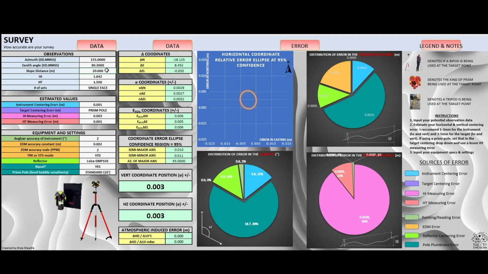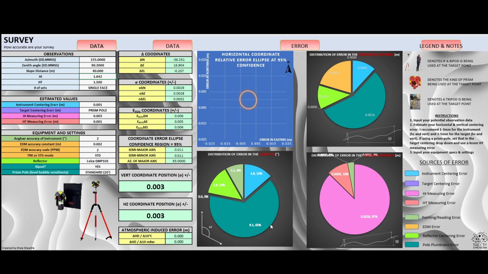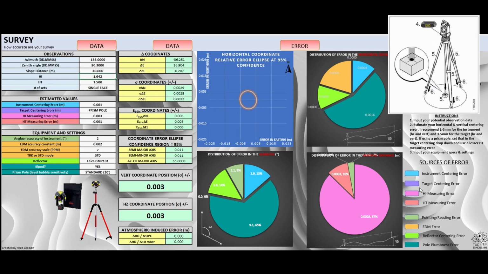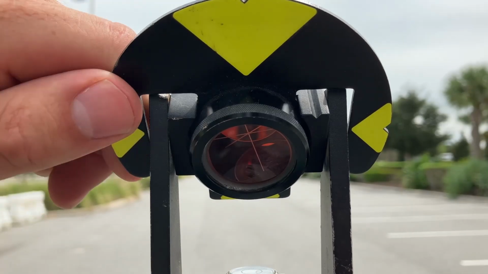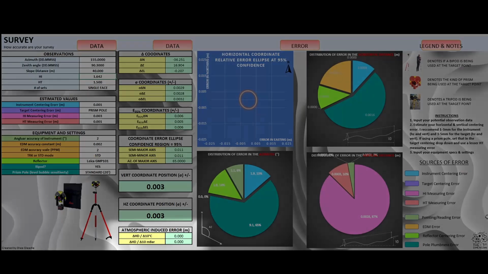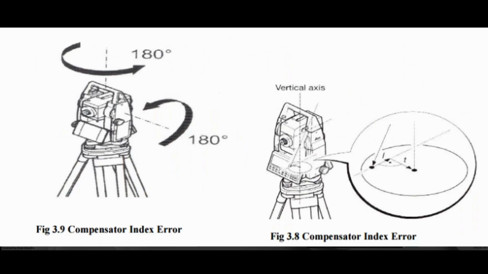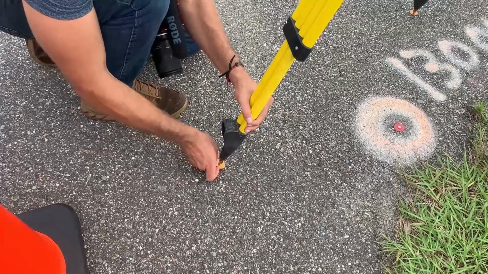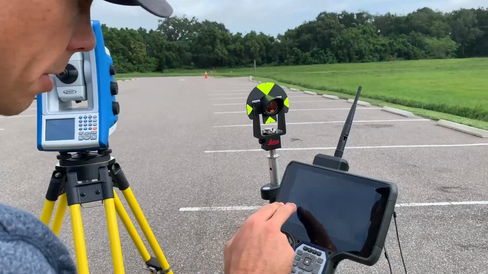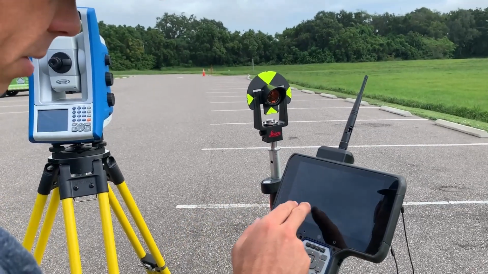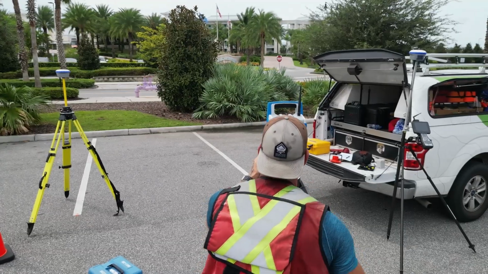These two ISO standards cover pointing and reading error and the EDM error. We have completely ignored the following sources of error: instrument centering error, target centering error, height of instrument measuring error, height of target measuring error, reflector centering error, pole plumbness error, error due to temperature and atmospheric conditions, collimation error, tilting axis error, compensator index error, vibrations and tripod instability, the optical/laser plummet being out of calibration, EDM out of calibration, instrument not acclimatized properly, and this is just to name a few. We will talk about how to handle and reduce some of these errors in subsequent videos.